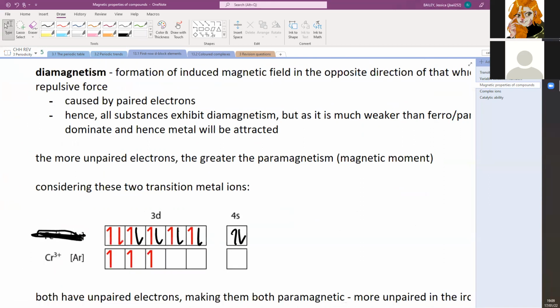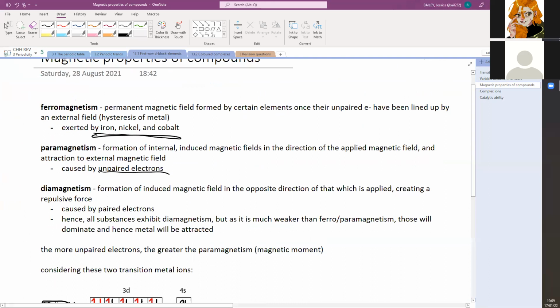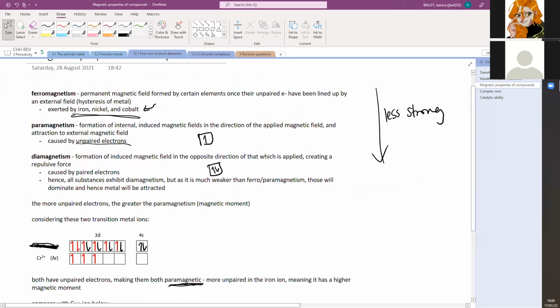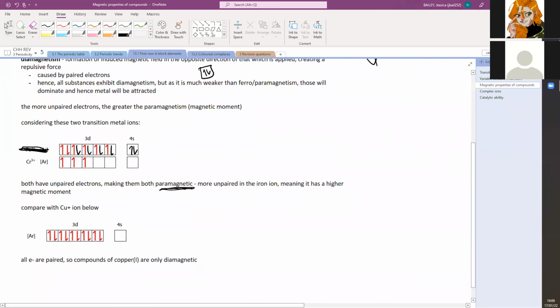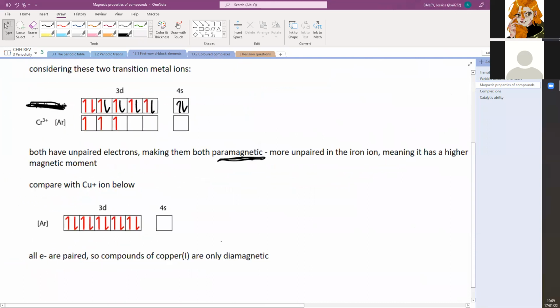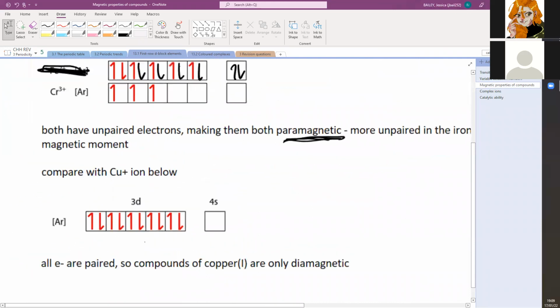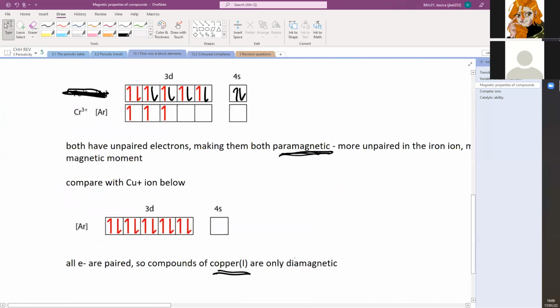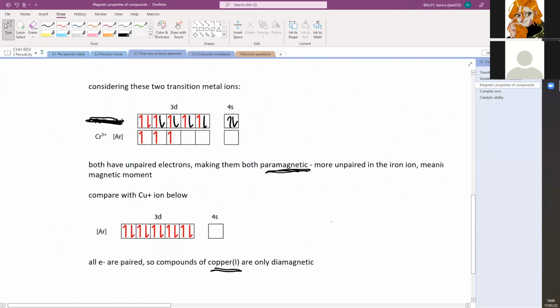So I wouldn't get too fussed with the definitions of all of these, just remember when they occur. Diamagnetism, whenever there are paired electrons; paramagnetism, whenever there are unpaired electrons; and ferromagnetism, always these three elements. That's the simplified version of this page here. Here's an example of something that's only diamagnetic. That's copper 1, because look, everything is paired. There's no way for it to make a magnetic field of its own. So yep, is that all good?